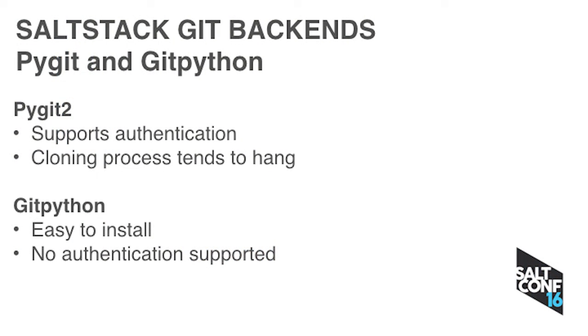And then on the salt master, you can use the GitFS backend to get the latest formulas. I have a bit of experience with the two Git backends, PyGit2 and GitPython. PyGit2 supports authentication, but I found that during the cloning process it would hang, so you would find out-of-date masters with the salt formulas. GitPython is pretty easy to install. The problem is there's no authentication supported. So if you don't need authentication to clone your formulas, I'd recommend GitPython.